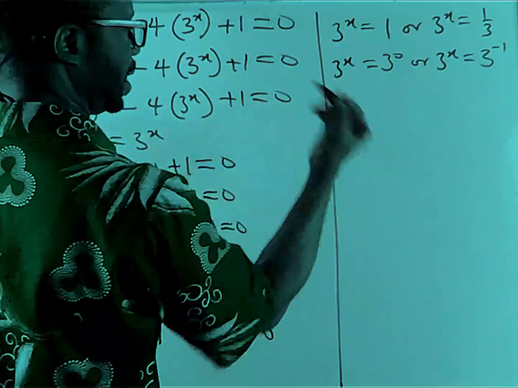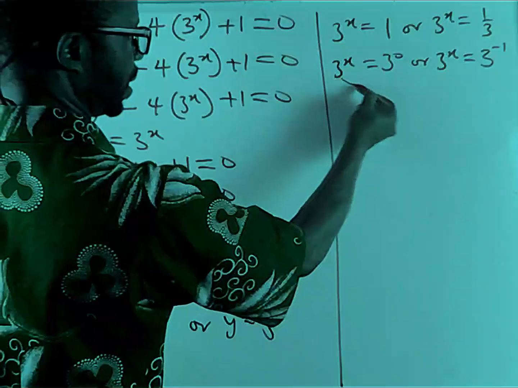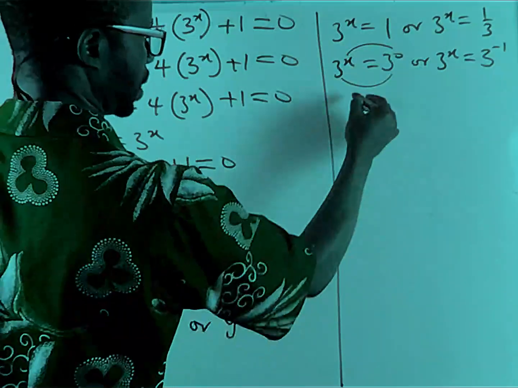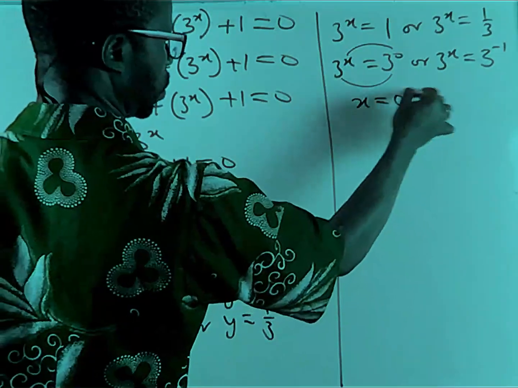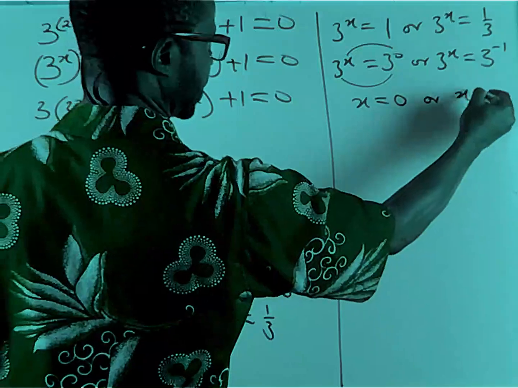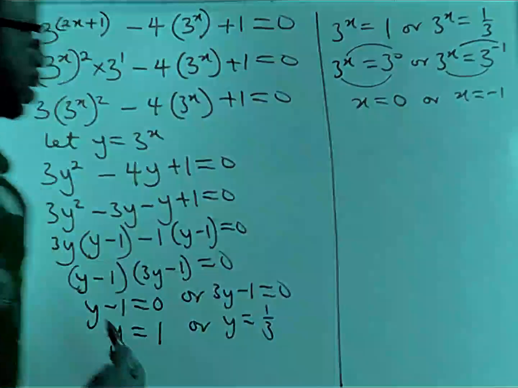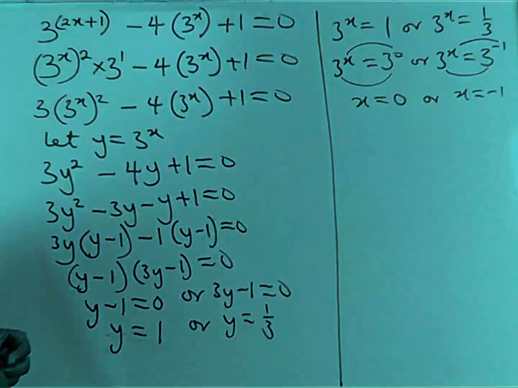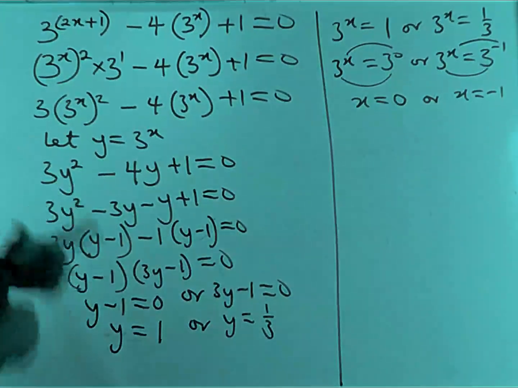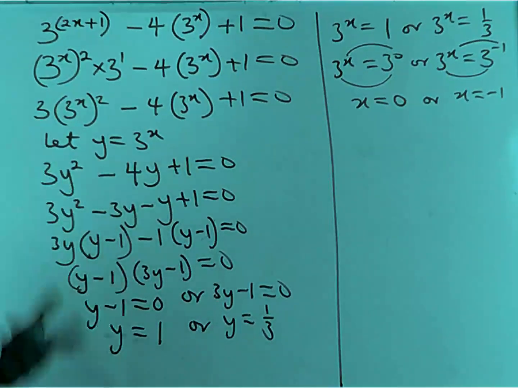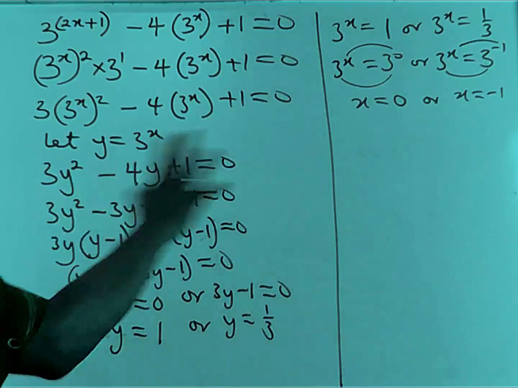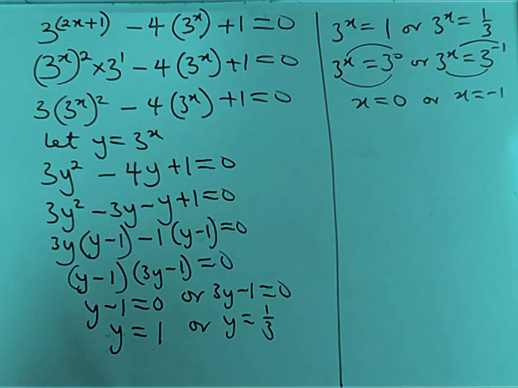If you still have any problem with your indices, check my video on indices and learn that. So right here, indices let us know that when these are the same, the powers too are the same. So we have x equals 0 or x equals minus 1. Since they are the same here, these powers too will be the same. And that's exactly how to solve it. Take your time, go over the solution. You can play the video over and over, or you can just have a screenshot of this and check it till you master it.